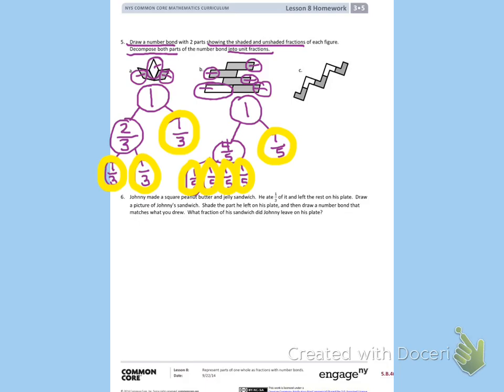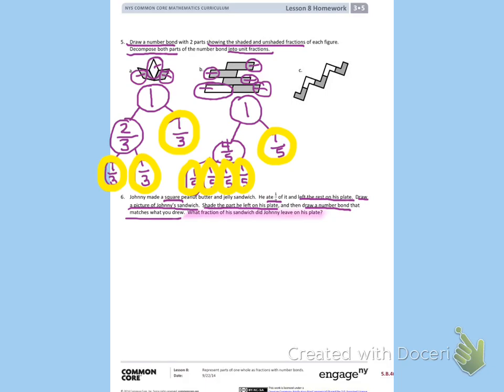Let's underline the important details. He made a square sandwich. He ate 1/3 of it and left the rest on his plate. We need to draw a picture of Johnny's sandwich. We need to shade the part he left on his plate. We need to draw a number bond that matches what we drew. And then we need to answer the question, what fraction of his sandwich did Johnny leave on his plate?